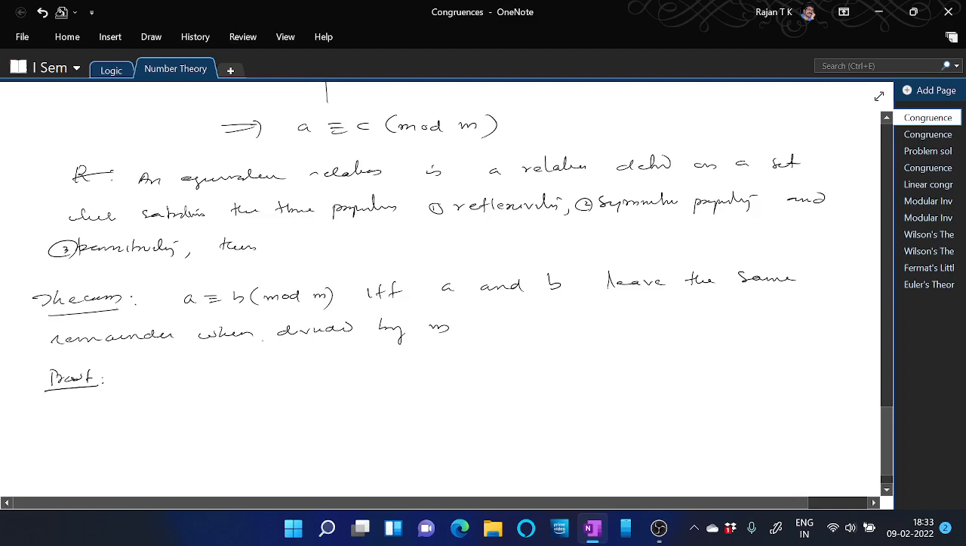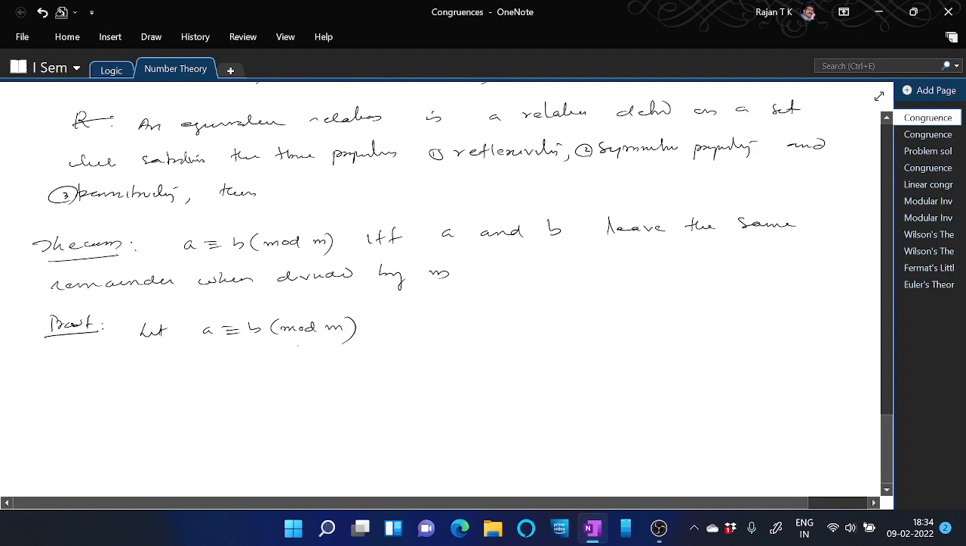We have to prove A and B leave the same remainder when divided by M. So let A be congruent to B mod M, and suppose A leaves the remainder R when divided by M. We have to prove B also leaves the same remainder R when divided by M. Assume R is the remainder when A is divided by M.